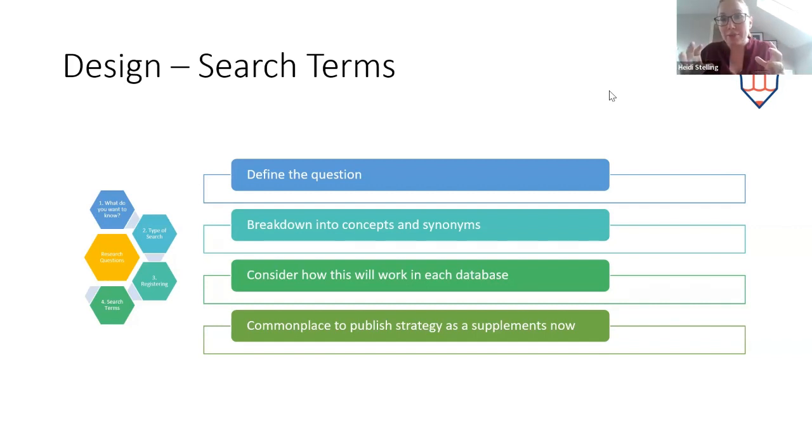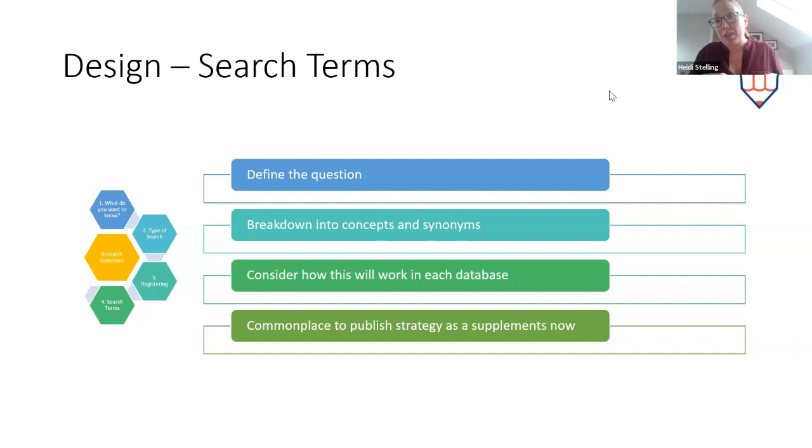So you need to have a defined question or questions, and only then can you break that down into the concepts and synonyms that you might want to use to do your literature review. You're going to consider how this will work in each database. We're going to talk about databases after the breakout rooms, but each database, or each database interface, has its own slightly different way of searching the literature. A lot of them, as we'll touch on later, use the same database, but the interfaces you use to access them are sometimes different, and therefore it'll change how you look for certain words.